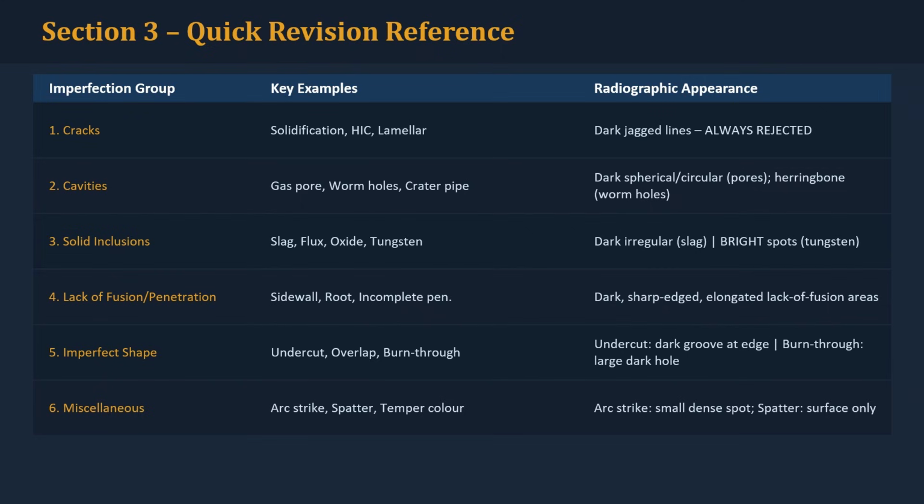For examination preparation, a useful exercise is to cover the radiographic appearance information and test yourself. Ask: what would this imperfection look like on an X-ray? Then ask a second question: why does it look that way? That second question is important because understanding the mechanism makes memorization much easier. Remember especially the distinction between dark rounded pores, dark irregular slag, bright tungsten, and narrow crack-like indications.